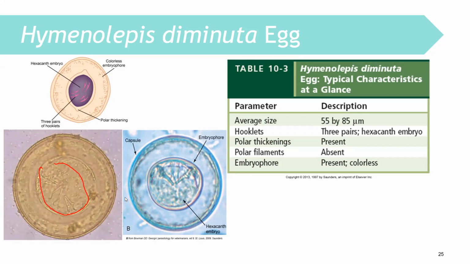Why am I asking you to remember this? Because the egg of diminuta is almost similar to the egg of nana. Later, we'll discover the difference between diminuta and nana. But then again, remember: hexacanth embryo, 3 pairs of hooklets, distinct polar thickenings, colorless embryophore with no polar filaments.